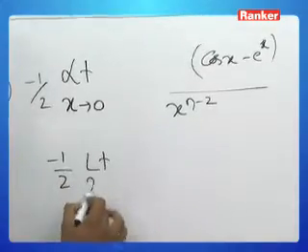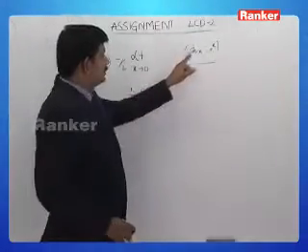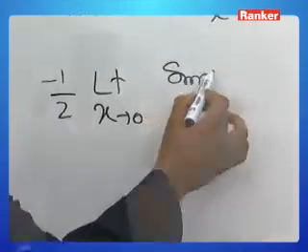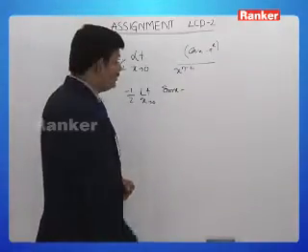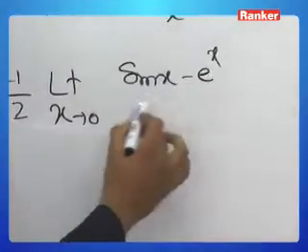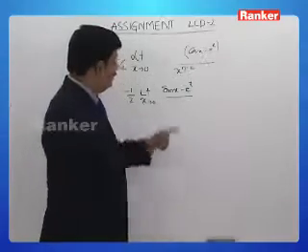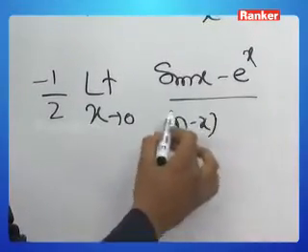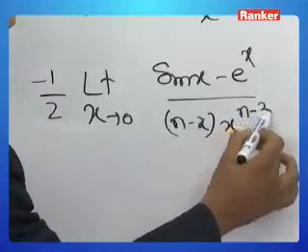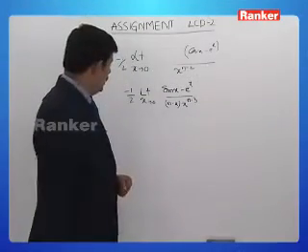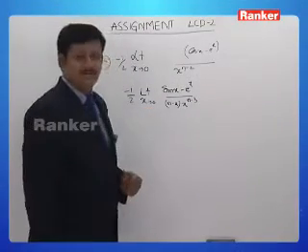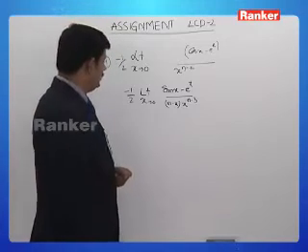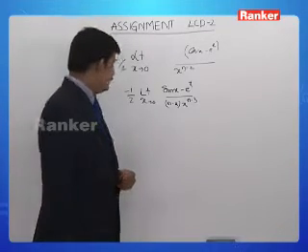We can apply L'Hospital rule. Minus half, limit as x tends to 0 of the derivative of the numerator, derivative of cos x is minus sin x, minus the derivative of e power x is e power x, divided by the derivative of x power n minus 2, which is n minus 2 into x power n minus 3. Now this limit needs to be a non-zero finite number.